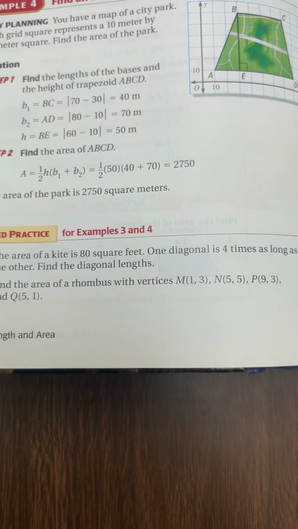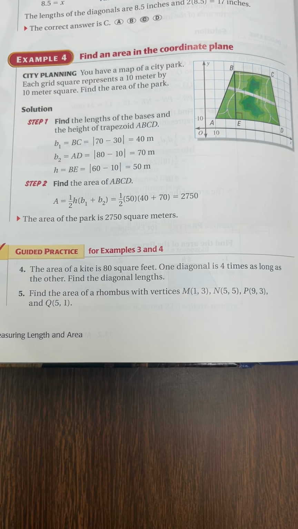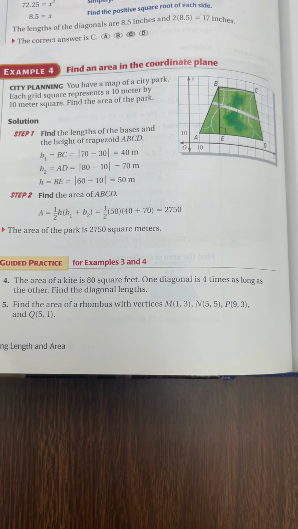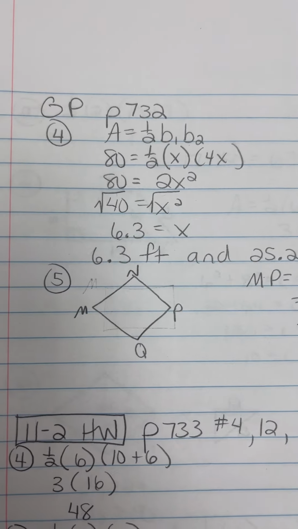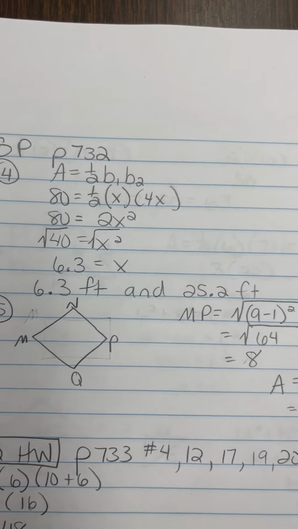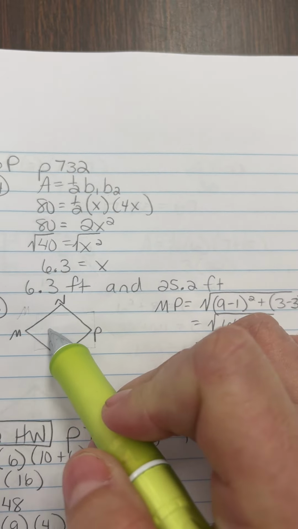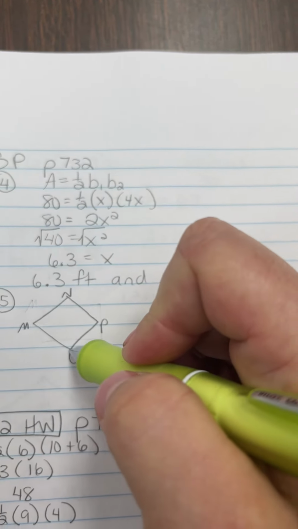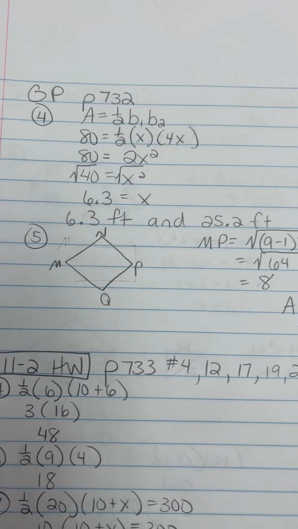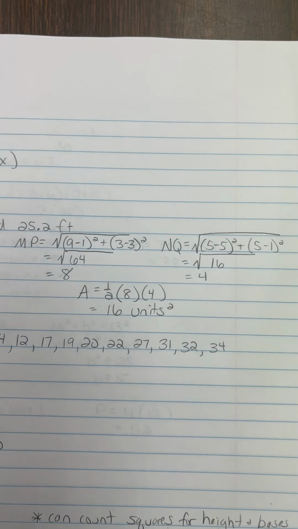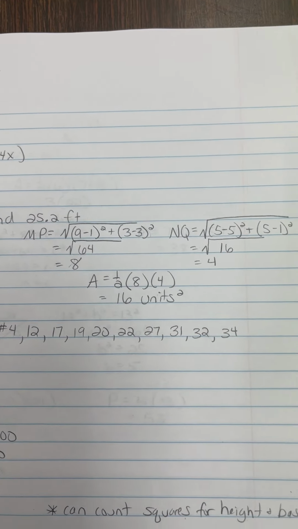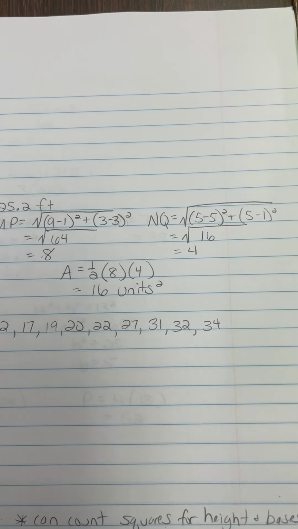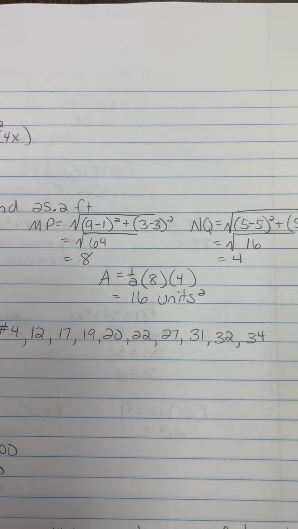The last one, it says, find the area of the rhombus with vertices M, N, P, and Q. So to find that area, you have to have the diagonals. So you can see how I drew myself a picture, M, N, P, Q. So to find those diagonals, I need to find this diagonal here, that length from M to P, and then the length from N to Q. That's my diagonals. I don't want the sides, I want the diagonals. So I did my distance formula and I found those 2 diagonals to have a length of 8 and 4. My formula says multiply the diagonals and then multiply by 1/2, which gives me 16 square units.